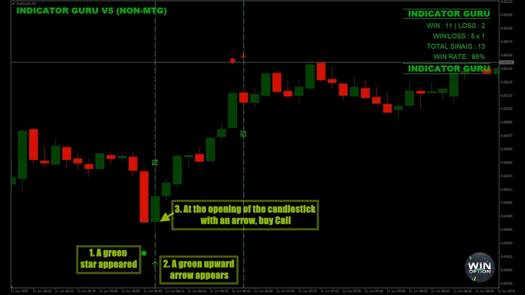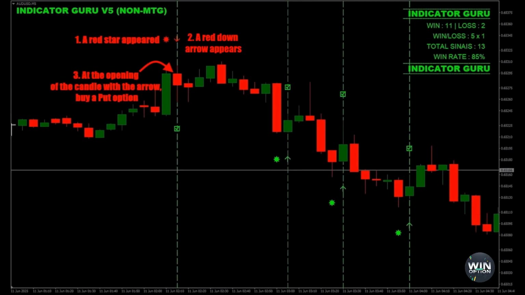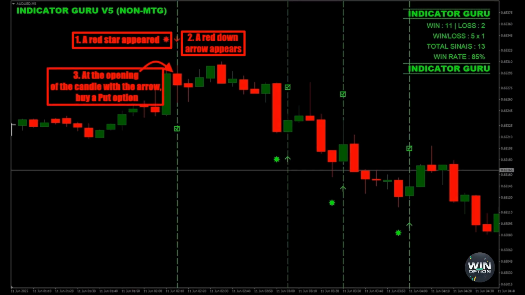To buy a put option, we first wait for the preliminary signal in the form of a red star. Second, we wait for the main signal to appear, a red downward arrow above the candle. And third, at the opening of this candle with an arrow, we buy a put option. We recommend setting the expiration time for one candle. This parameter can be adjusted depending on the selected asset and the results of testing on history. The main thing is to choose a transaction duration at which the indicator signals show the best results.